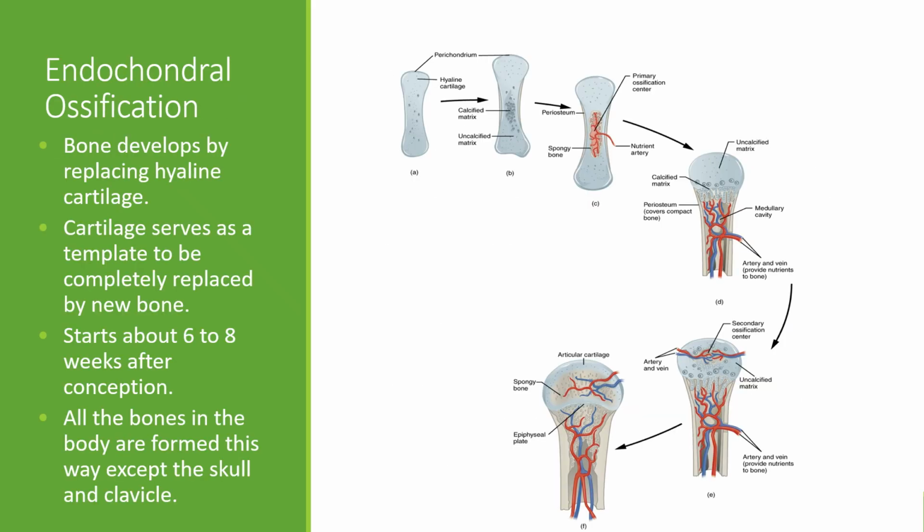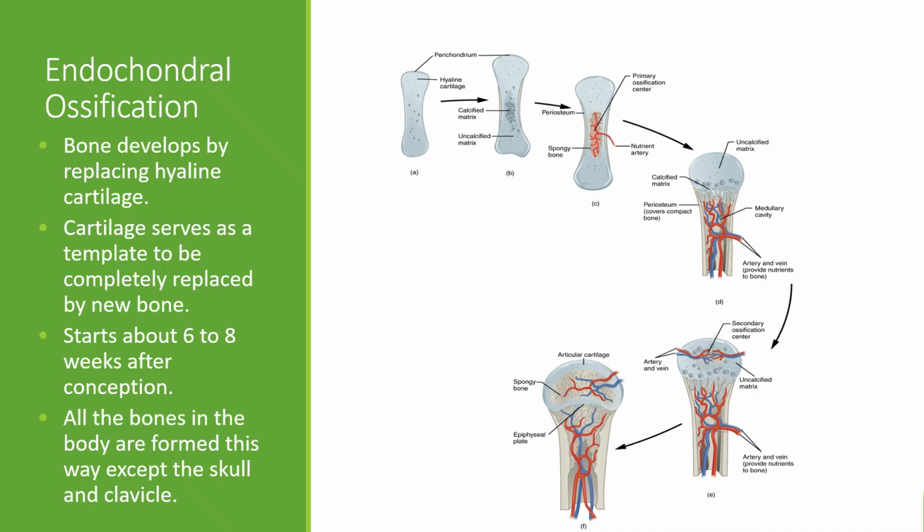All right, let's talk about the steps of endochondral ossification. This is where we're replacing the hyaline cartilage precursor skeleton with a bone skeleton. So you start out with the little mini-me bone up there in the very top, and it's all made of hyaline cartilage.